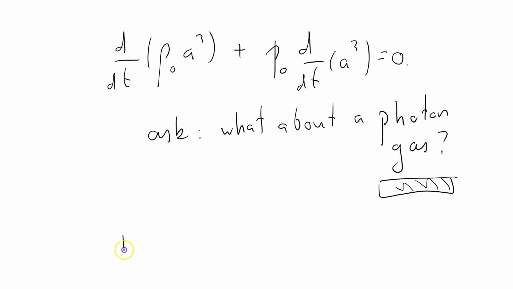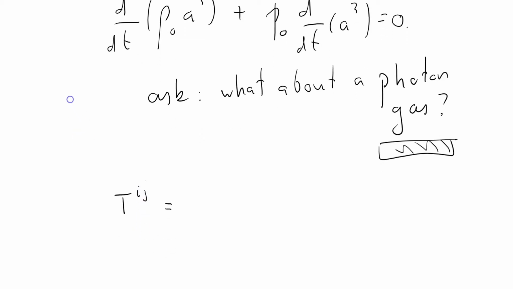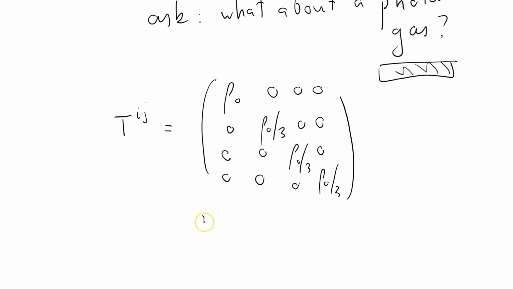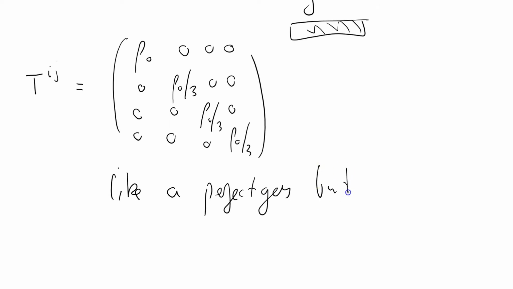For a photon gas, the stress energy tensor T_ij is equal to diag(rho 0, rho 0 over 3, rho 0 over 3, rho 0 over 3). It's diagonal, if it's isotropic, I guess. So it's like a perfect gas, but with the pressure equal to rho 0 over 3. So it's right on the very limit of the weak energy condition, I guess.